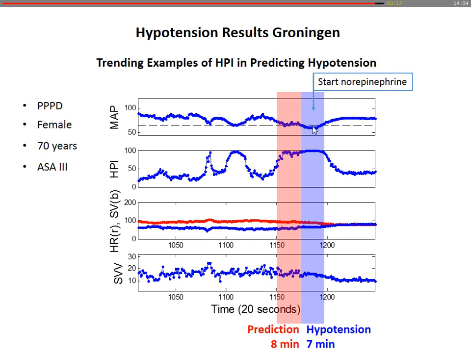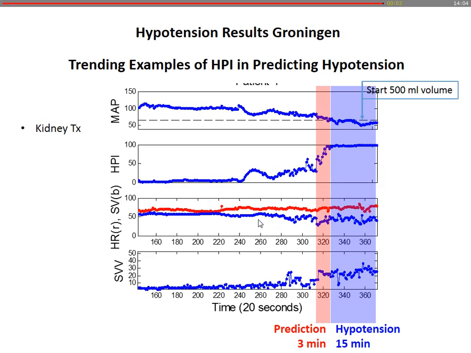And then, because the clinicians didn't look at this value, it takes another 3 to 5 minutes until they take measures. So they start a norepinephrine pump, and then it takes another 7 minutes until the hypotension is finally resolved. And maybe you can reduce this time if you act on this hypotension indicator, which was telling you 8 minutes before that the hypotension is going to happen.